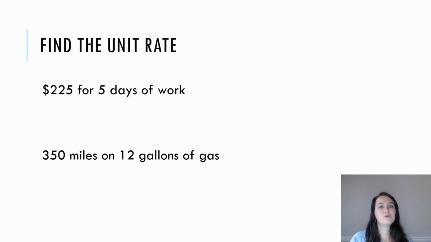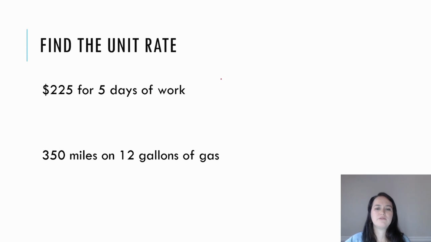So we want to find the unit rates here. If I get $225 for 5 days of work, I want to find my unit rate, so that's per 1 day of work. What's my unit rate? Now, it may not be the same every single day, but I'm just saying for these 5 days, it's almost like finding your average. What was my average for that day? So we're going to do your unit rate here.